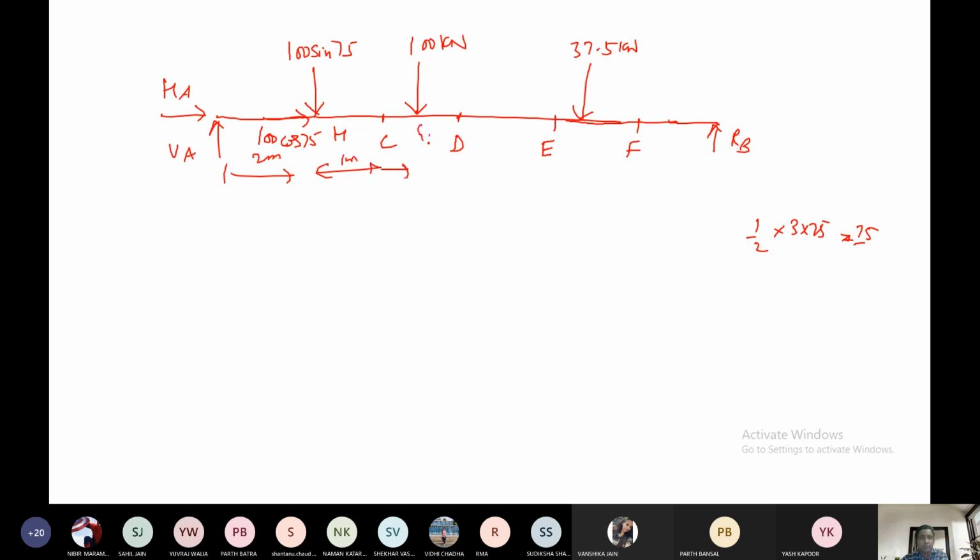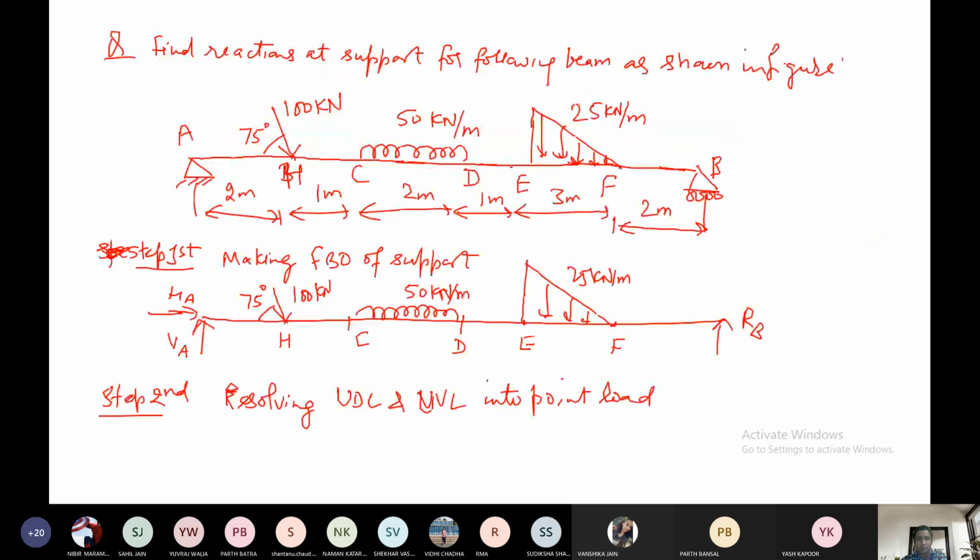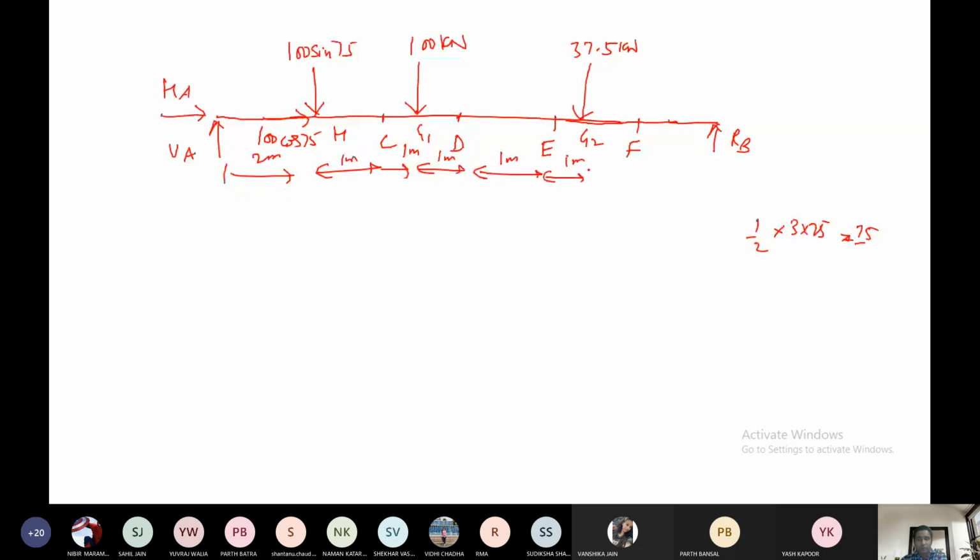Here, this is point G1, let us say, and this point is G2. So this will be 1 meter, and this will again be 1 meter, and the D to E distance will be 1 meter. This point will be 1 meter. This point will be 2 meter, and the remaining distance will be 2 meter.